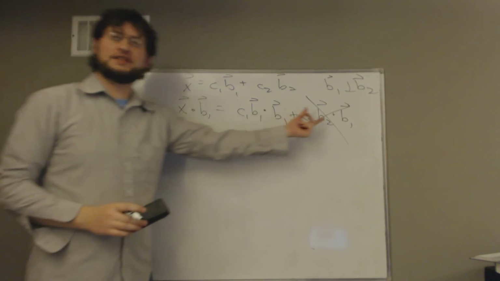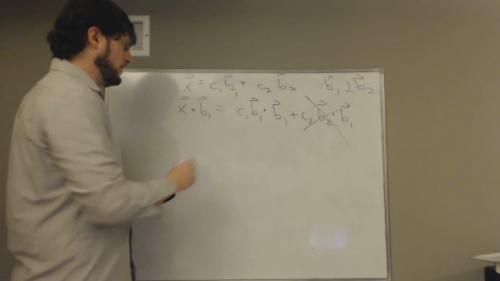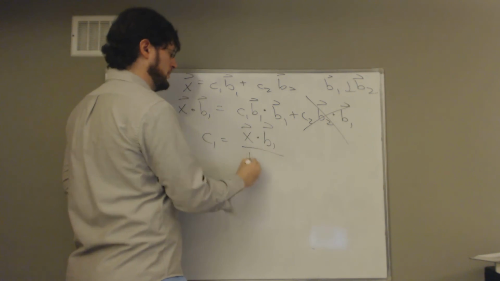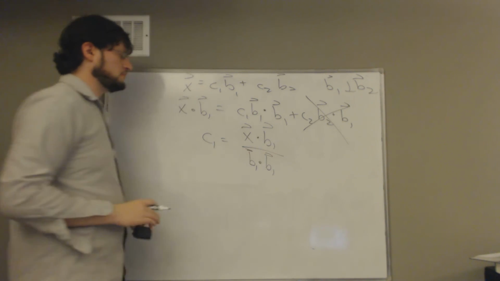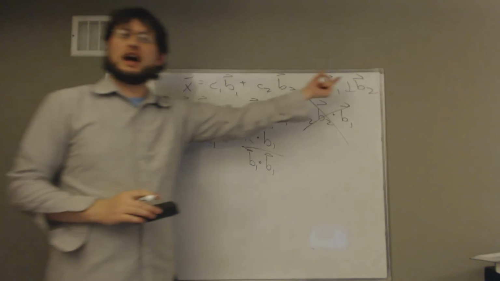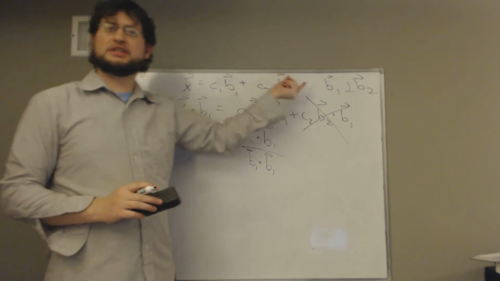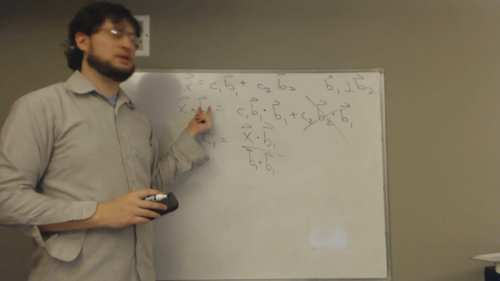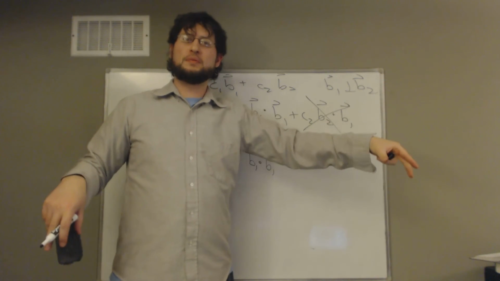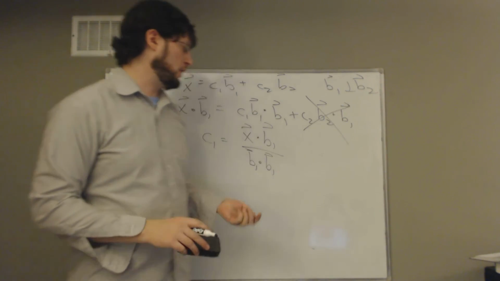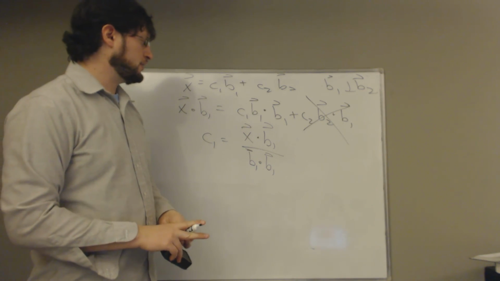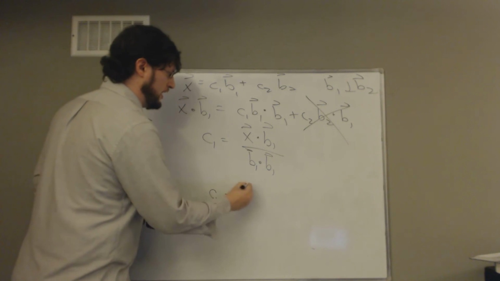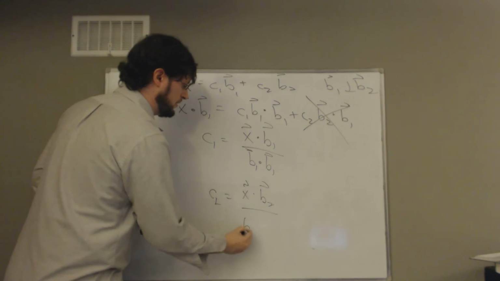Which means that I have a very nice formula. I can solve for C1 right away. C1 is just x dot B1 divided by B1 dot B1. And even if I was in higher dimensions, if x was C1 B1 plus C2 B2 plus C3 B3, the same thing would work. Because if I dotted both sides by B1, if I have an orthogonal basis, then B1 dot anything is 0 except for B1 itself. And so this formula is going to work in all situations, and I can actually say that C2 is still x dot B2 divided by B2 dot B2.